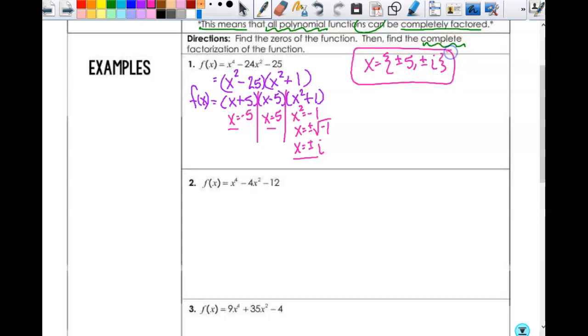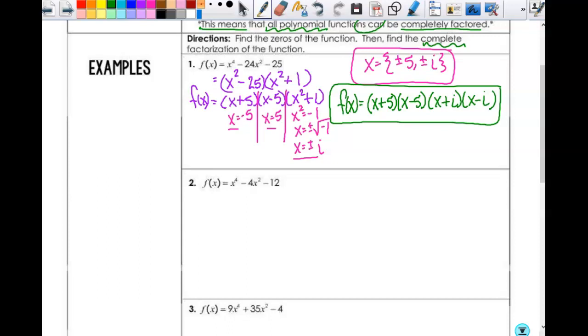So now that I have my zeros, now I can, for real, completely factor this thing. And it's going to look like this. F of x equals x plus 5, x minus 5, and then x plus i, x minus i. That is the true complete factorization, which looks a little weird, but we've taken into account the imaginary numbers and everything. Okay? It's not that much. Because basically, you know how to find the zeros. We're just now putting it back in the factors. That's it. Because I couldn't really factor it without knowing what they were.